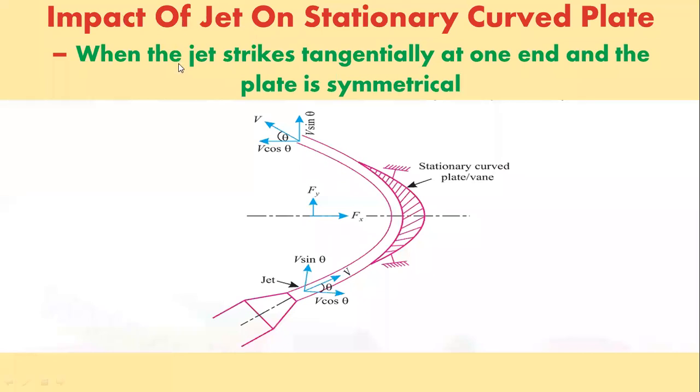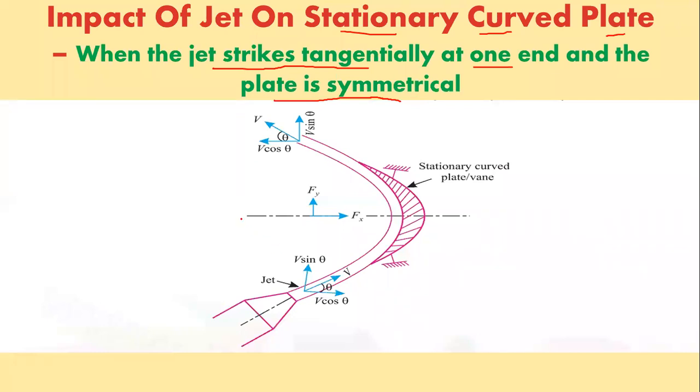Okay. So if there is no question, let us proceed. This is the second subtype. And there is one more, the third subtype, that we will see today if time permits, or in the next lecture. So this is the second subtype: impact of jet on a stationary curved plate when the jet strikes tangentially at one end and the plate is symmetrical.